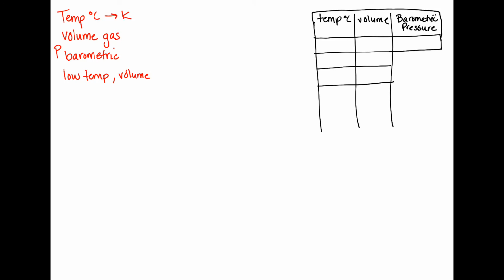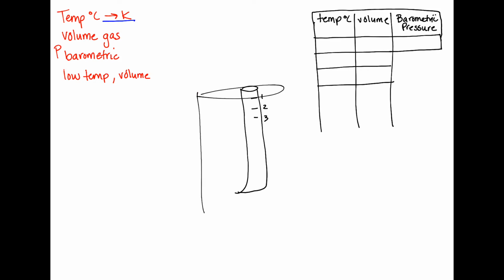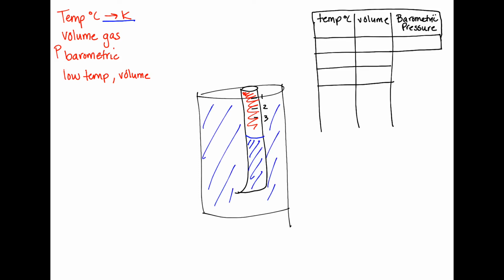We are going to convert all our Celsius temperatures to Kelvin, like we normally would. For the volume of the gases, we are measuring the volume of gas in a graduated cylinder that is upside down. And so this is like the 1, this is the 2, this is the 3. So it's upside down in a beaker itself, like this. And there's some gas trapped up here. And then the rest of this is water. Okay, so to find the volume, we would just be measuring this volume on the graduated cylinder.